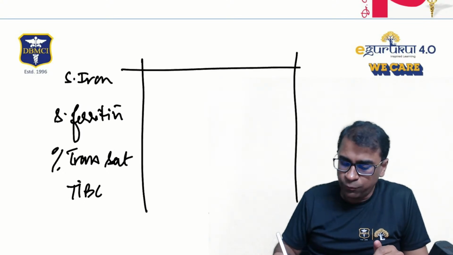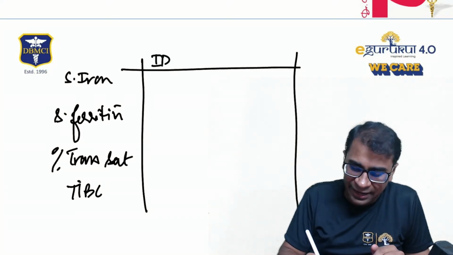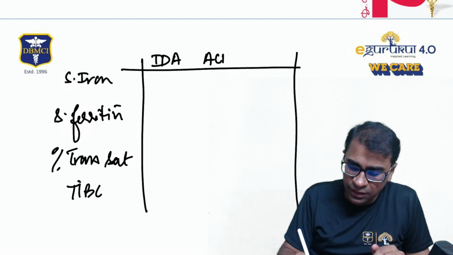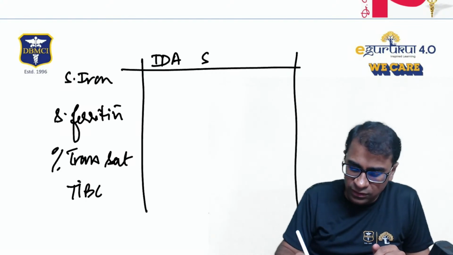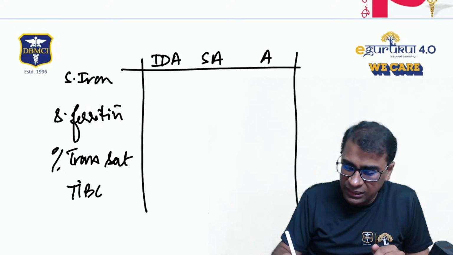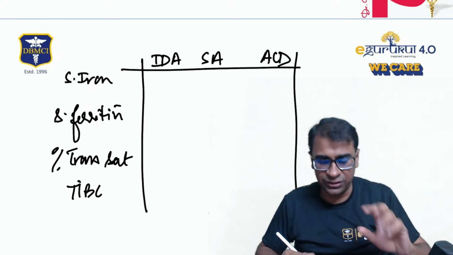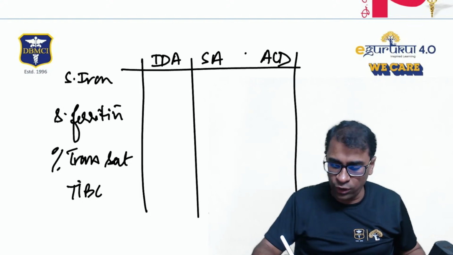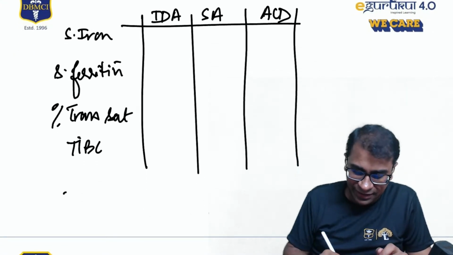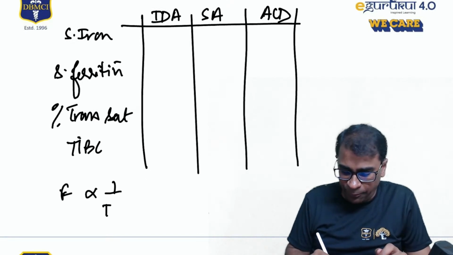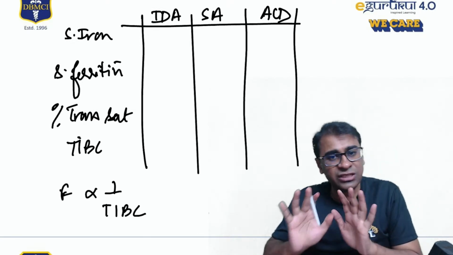ठीक है, अब क्वेश्चन देखो, तीन चीजों के आएगा. आयरन डेफिशिएंसी अनीमिया, sideroblastic anemia, and anemia of chronic disease. How to differentiate these? The first thing you should all know is that ferritin level is inversely proportional to TIBC. That's the first thing you should all know.